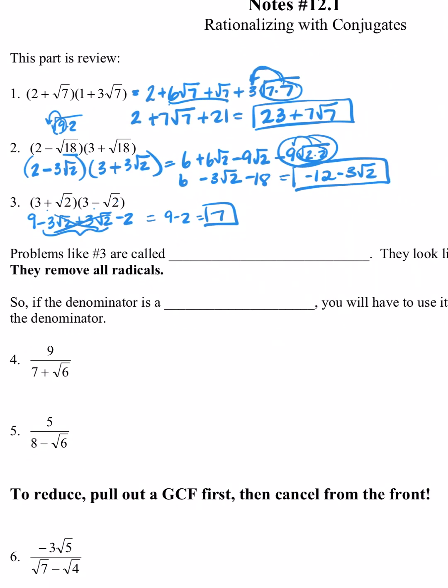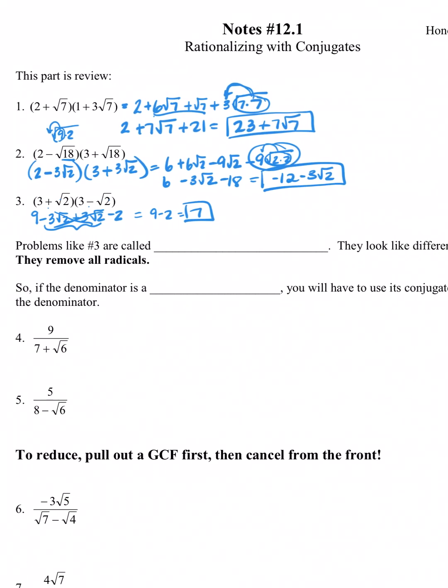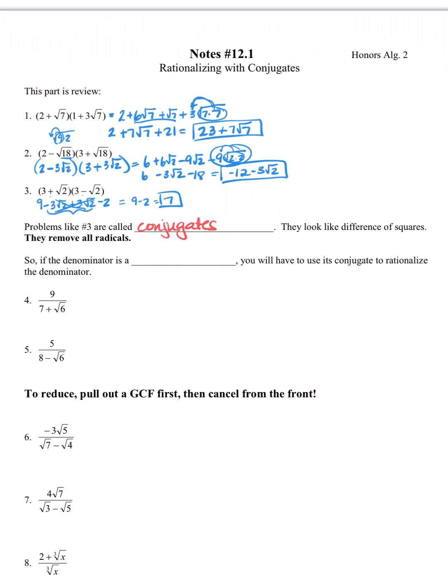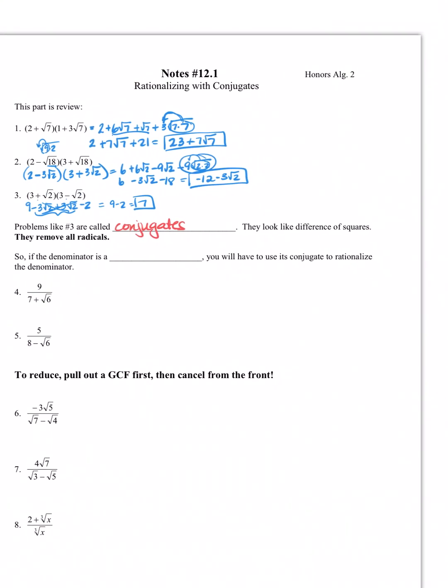So problems like this one, like number 3 here, are what we call conjugates. And they look like the difference of squares. The purpose is they remove all the radicals. So if the denominator is a binomial, meaning two terms, you will have to use its conjugate to rationalize the denominator. So let's try this out.